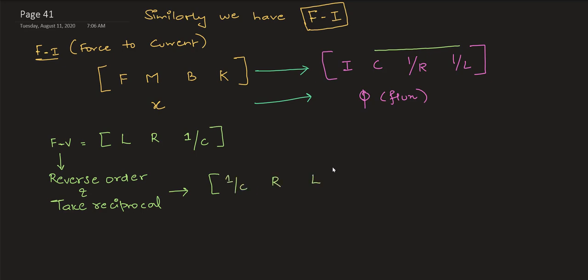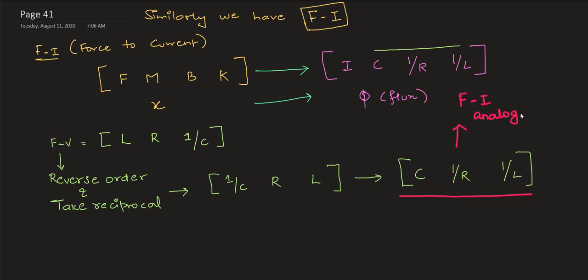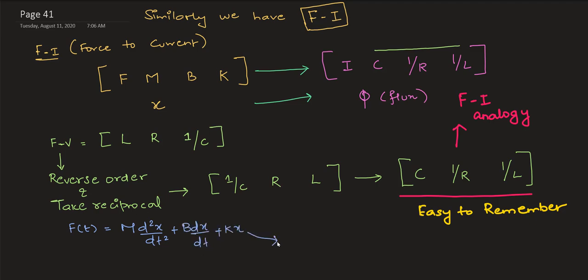Okay, good. Knowing this is important. If you find it hard to remember, you can say my force voltage conversion is L, R, 1 by C. That is, L represents your inductance, then resistance and capacitance. So you reverse the order and take the reciprocal, you get 1 by C, R, L, right? And then you get it into C, 1 by R, L, which is your force current equivalent. So you reverse the order and then you take the reciprocal. So if you remember one, you can derive the other. So that is the idea of doing this. Good.